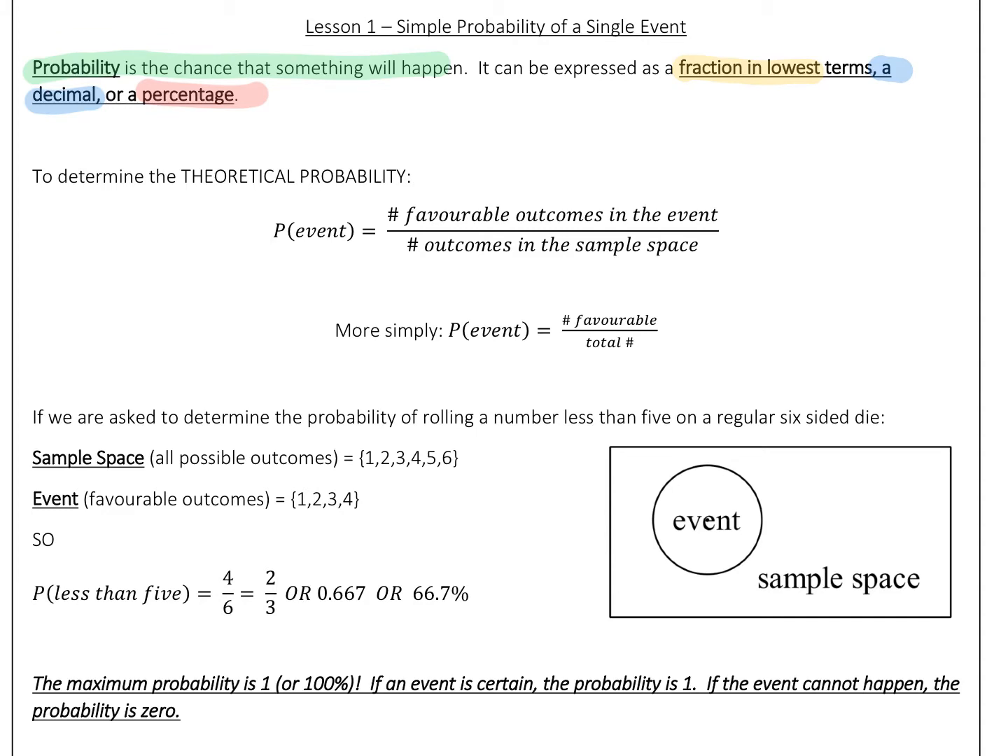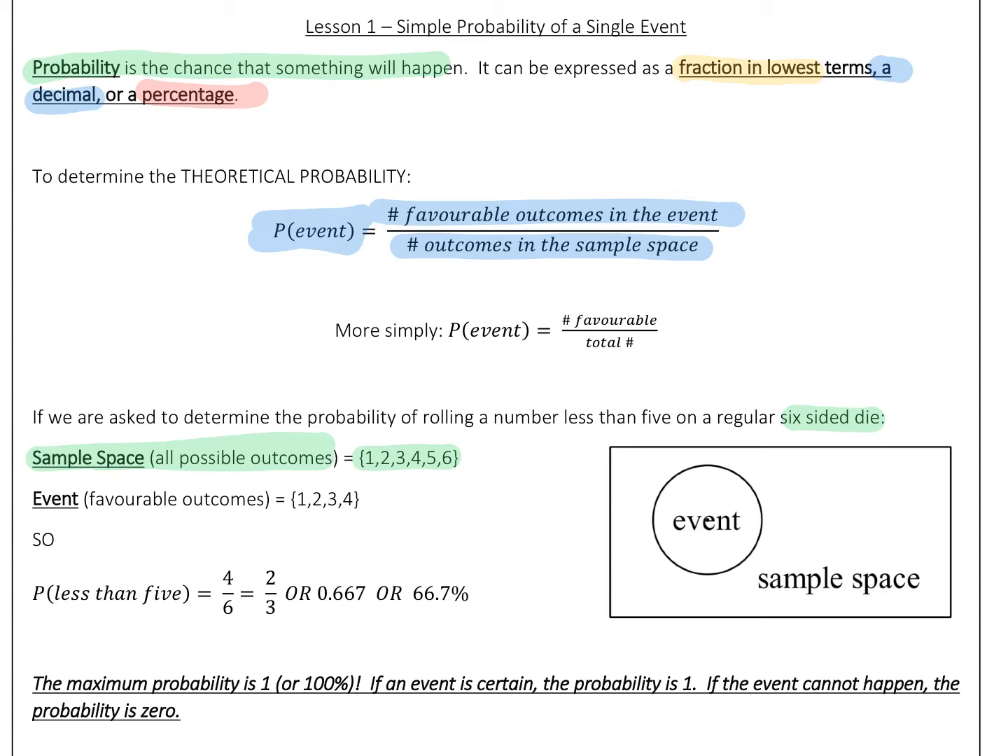So just a reminder, to determine the theoretical probability, the probability of an event happening is the number of favorable outcomes in the event divided by the number of outcomes in the sample space, okay? So the sample space is all of the possible outcomes. So for example, if I was rolling a 6-sided die, all of my possible outcomes are the numbers 1, 2, 3, 4, 5, and 6, okay? And then the number of favorable outcomes is how many of those outcomes in the sample space are what I am asking to find in the question.